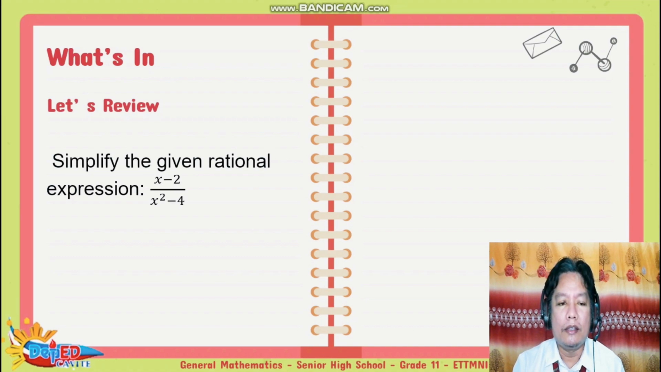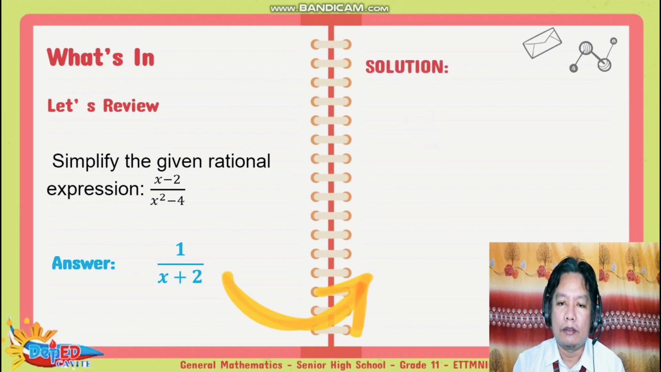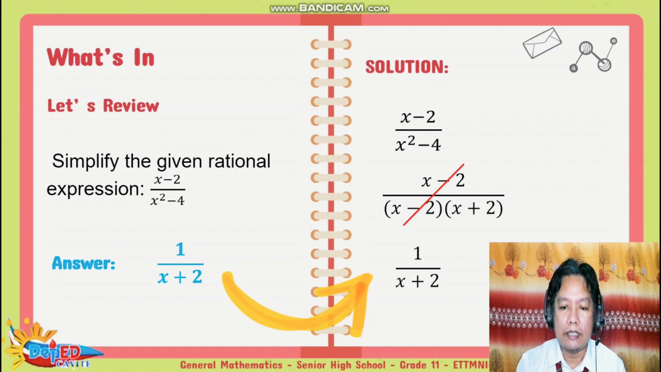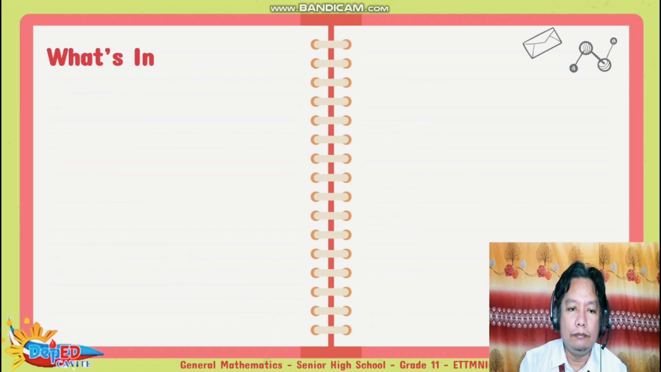Let's have a review. Simplify the given rational expression, x minus 2 over x squared minus 4. The answer is 1 over x plus 2. Why? We need to factor the denominator, x squared minus 4, and that will become x minus 2 and x plus 2. Cancel x minus 2 in the numerator and x minus 2 in the denominator, and that is equal to 1. What is left is 1 over x plus 2. And that is the answer.